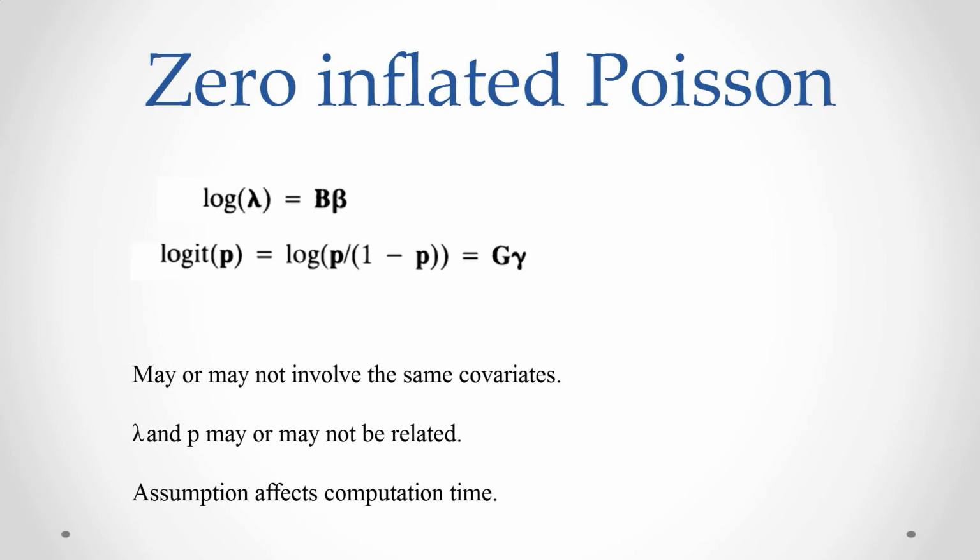For example, if the same covariates or a subset of covariates affect both P and lambda, we can try and reduce the problem by modeling P as a function of lambda. It turns out that the computation speed depends considerably upon these assumptions.